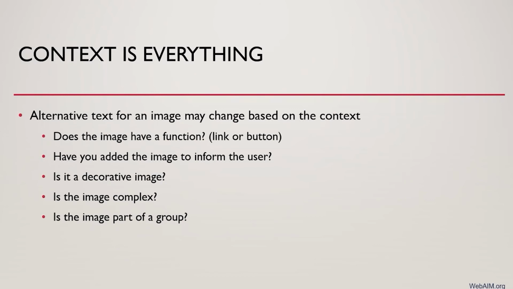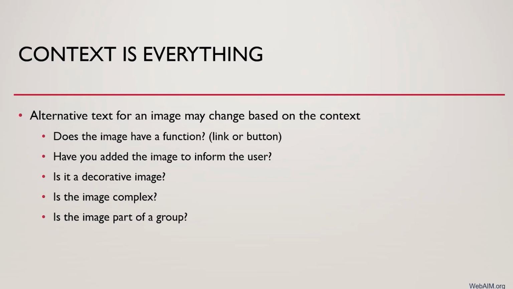Context is everything. Alt text for an image may change based on the context. So you have to ask yourself, does the image have a function? Is it a link or a button? Have you added the image to inform the user? Is it a decorative image? Is it an image that's complex? Is the image part of a group?